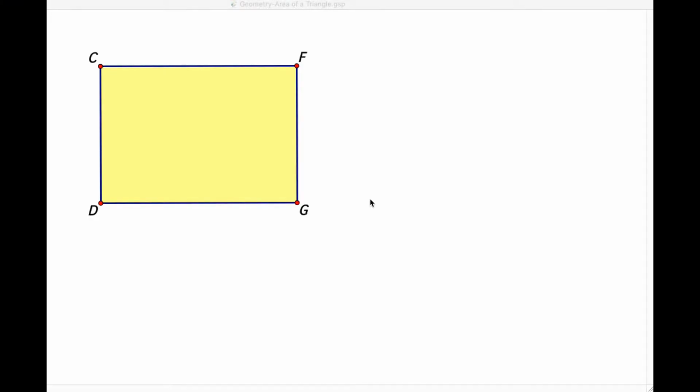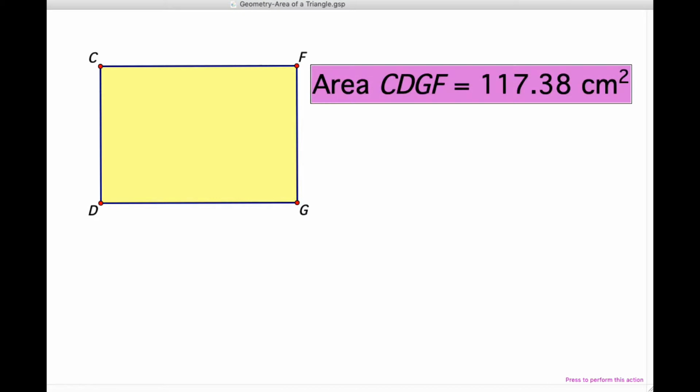In this video, we're going to look at the area of a triangle as it relates to the area of a rectangle. The area of a rectangle is base times height, which if we look at the area of CDFG, we can see that the area is 117.38 square centimeters.